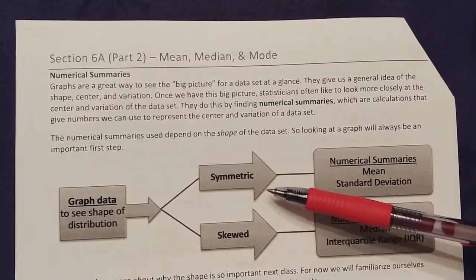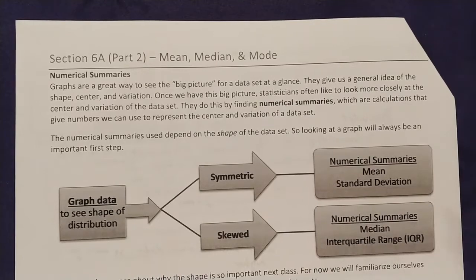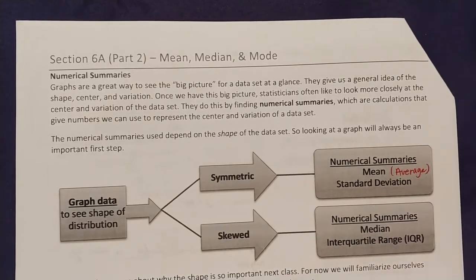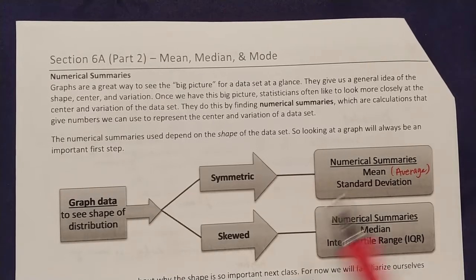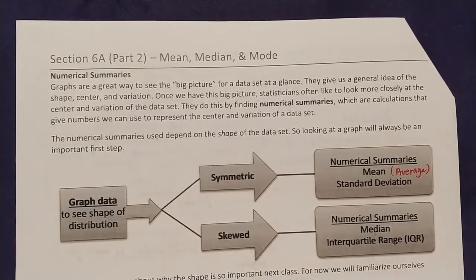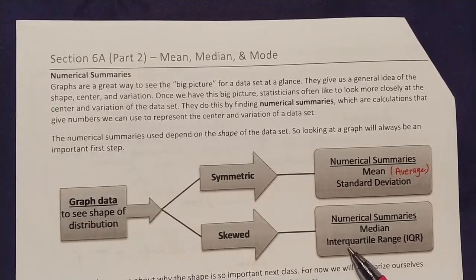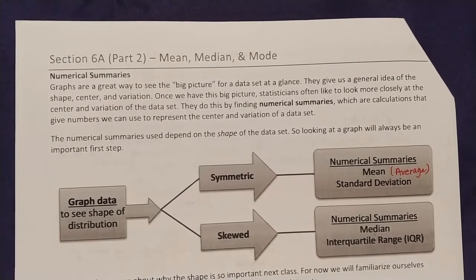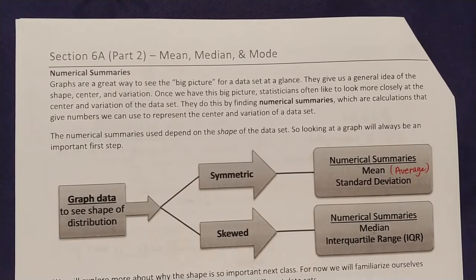And so if we have a symmetric data set or distribution, then our numerical summaries will be the mean, or our average, that's another word, average, and standard deviation. And then if we have skewed, then the median, which is the middle in numerical order, and the interquartile range, or IQR, which we'll talk about in a moment. So we will explore more about why the shape is so important next class. For now, we will familiarize ourselves with these measures and what they mean in context for different data sets.